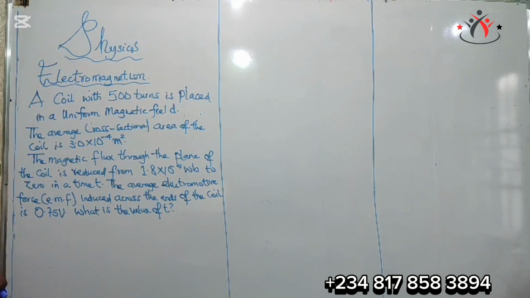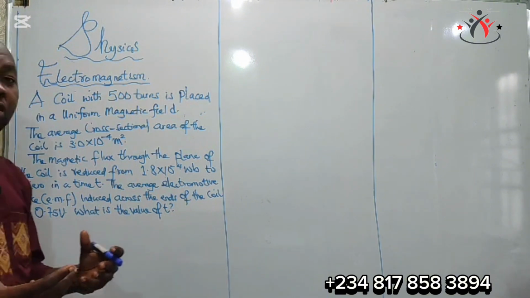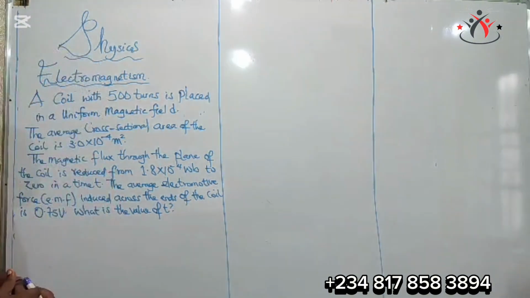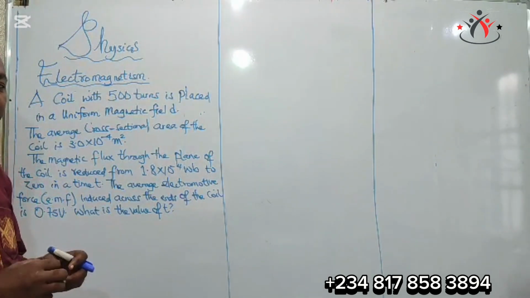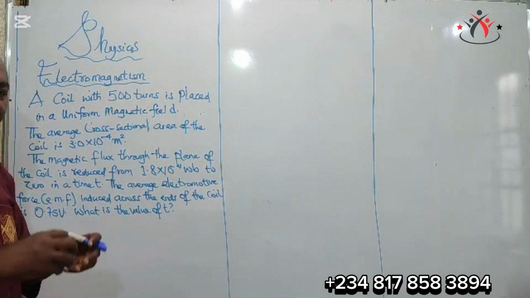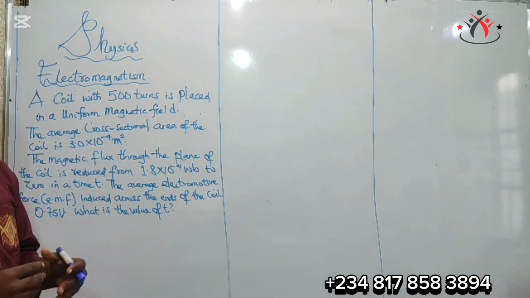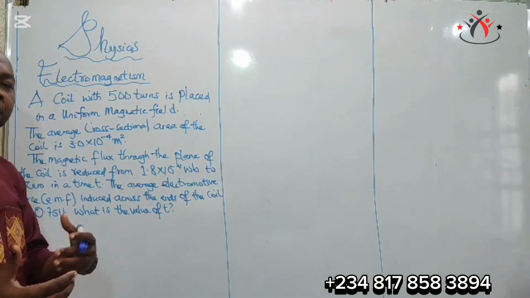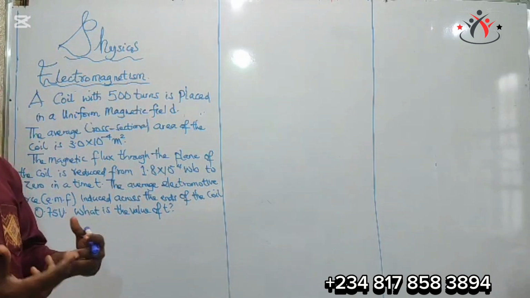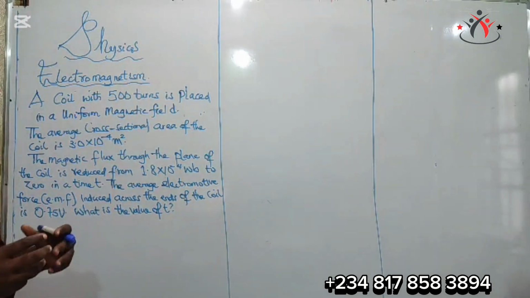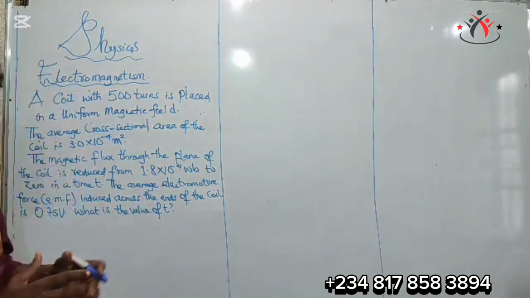Now, first of all, what is Faraday's law? Faraday's law of electromagnetic induction states that the magnitude of the induced electromotive force in a coil is equal to the negative of the time rate of change of magnetic flux linking the coil. So we're going to express that mathematically, using a formula.